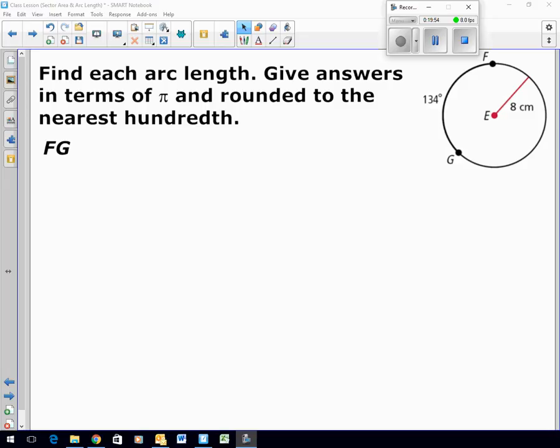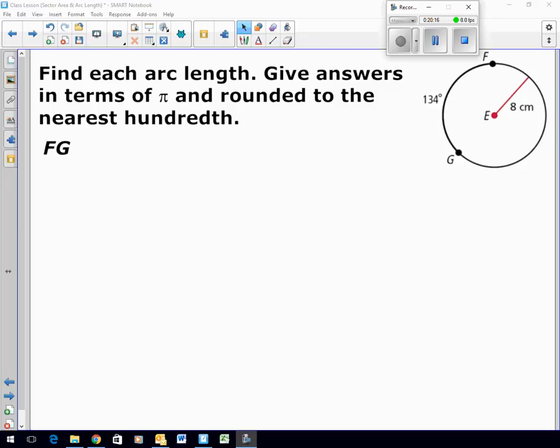It says arc length. So if it says find the arc length, Katie Bates, what formula do you think you'll use? You don't have to tell me the formula, just tell me the name of it, the title of it. Arc length. I'll get to the formula in a second.